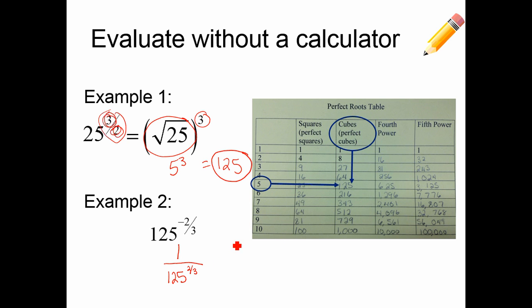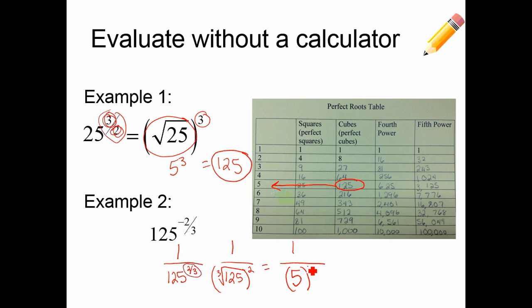Now dealing with this, let's go ahead and write what this represents. We have 125. Now this 2/3 means that I have a cube root raised to the 2nd power. So let's go ahead and figure out inside those parentheses, what is the cube root of 125? Well, let's look at that. Cubes, 125. The cube root of that is 5. And I have 5 then raised to the 2nd power. 5 raised to the 2nd power, I'll just look across, is 25. So this is 1/25. That's what this is equivalent to.